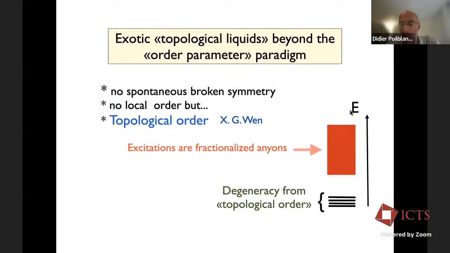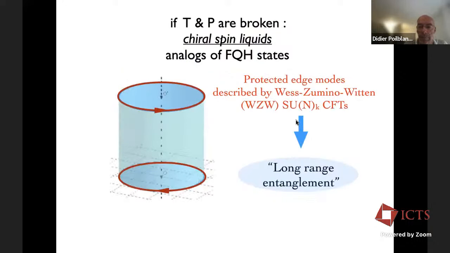If I try to draw, very crudely, the energy spectrum for such a state, I would see a ground state manifold. What is important is that this ground state manifold is degenerate due to topological order. And this degeneracy, as introduced by Wen, will depend on the topology of space, which is really an important feature. Then there is a gap to the excitations, and the excitations should be fractionalized excitations, which are named anyons. And I expect the same thing for quantum spin systems.